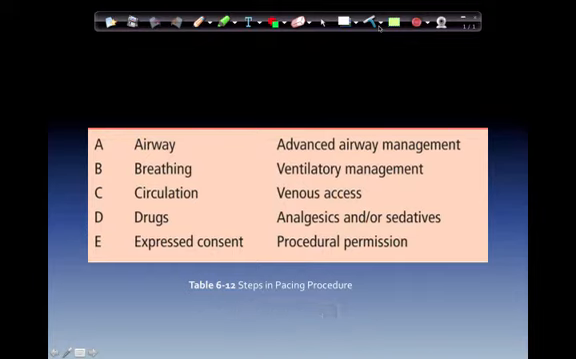Steps in pacing procedure. I kind of disagree with these two, and I'll talk about this here in just a second. We must maintain their airway, maintain adequate ventilations and circulation. We should provide venous access as well. Spread our neck because things could go south. We need to get an express consent on the transcutaneous pacing before we add any sedatives. So I believe that this should go here.